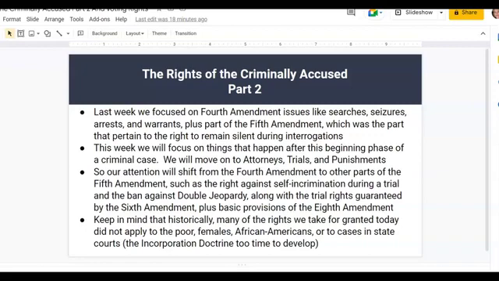So now we're going to shift our focus to things that start happening afterward in the life of a criminal case. So we'll focus mostly on attorneys, trial rights, punishments, so the latter half of the Fifth Amendment and the Sixth and the Eighth Amendment. We'll talk a little bit about double jeopardy, Eighth Amendment protections, and things like that.